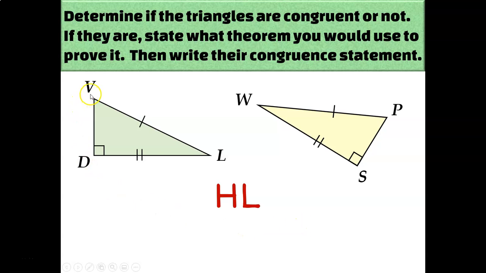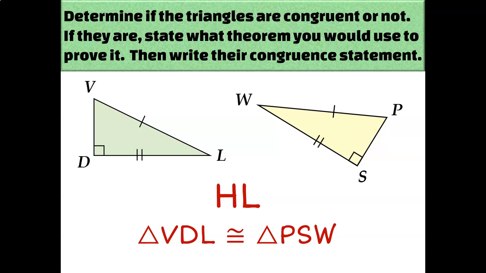If I call my first triangle VDL, which again, you can name it whatever you want to. This first triangle, you can write its name in whatever order you want to, but you have to make sure that the second triangle's name goes in a corresponding order. So if I call this VDL, V is across from the double, D is the right angle, and L is the one that's across from the side that's not labeled as congruent. So double, right angle, nothing. So I have to call the other triangle in the same order. Across from the double, right angle, across from nothing. So that has to be PSW. So triangle VDL is congruent to triangle PSW.